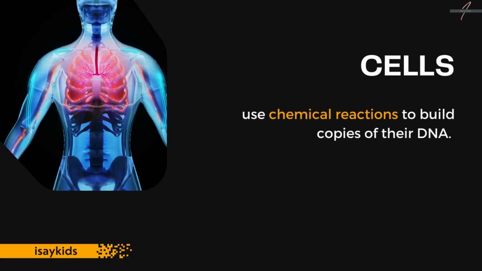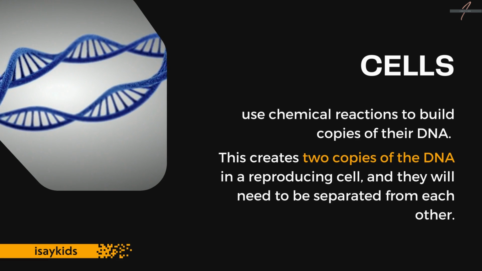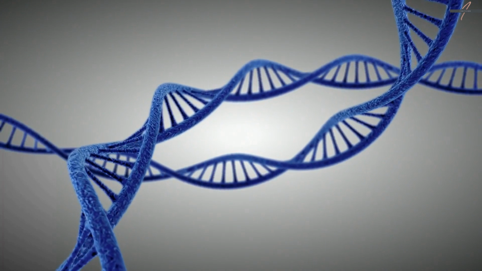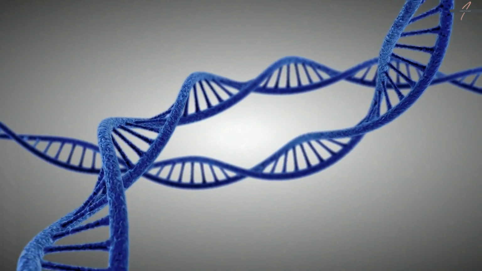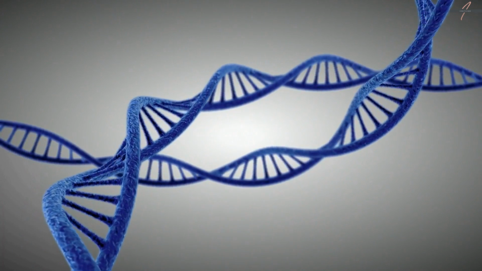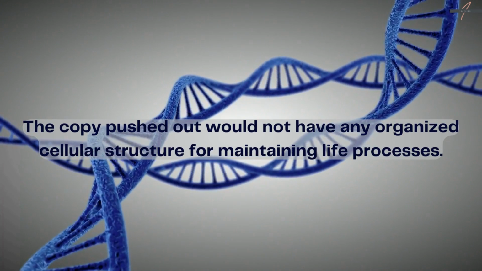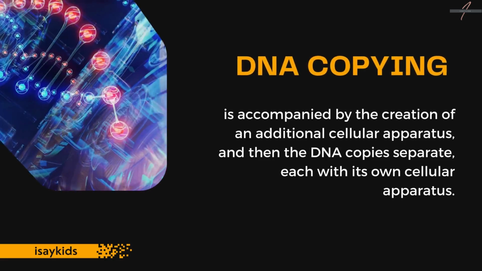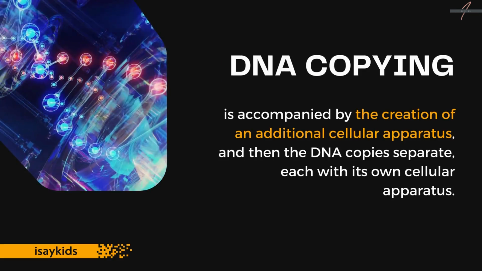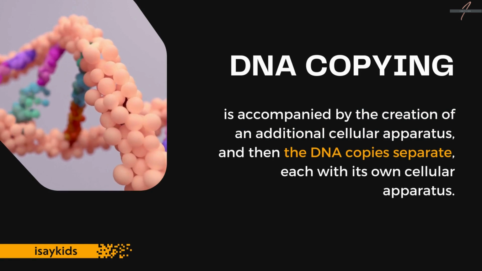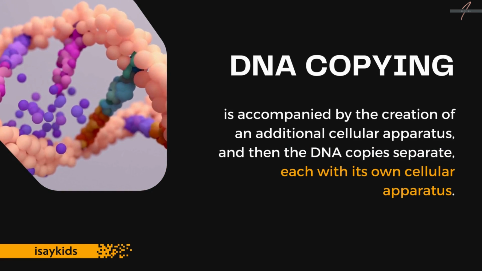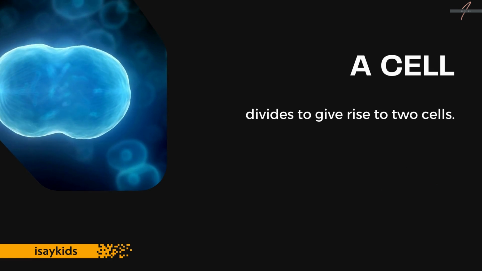Cells use chemical reactions to build copies of their DNA. This creates two copies of the DNA in a reproducing cell, and they will need to be separated from each other. However, keeping one copy of DNA in the original cell and simply pushing the other one out would not work because the copy pushed out would not have any organized cellular structure for maintaining life processes. Therefore, DNA copying is accompanied by the creation of an additional cellular apparatus, and then the DNA copies separate, each with its own cellular apparatus. Effectively, a cell divides to give rise to two cells.